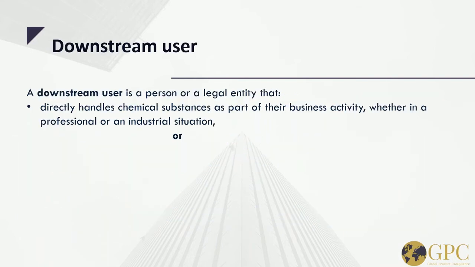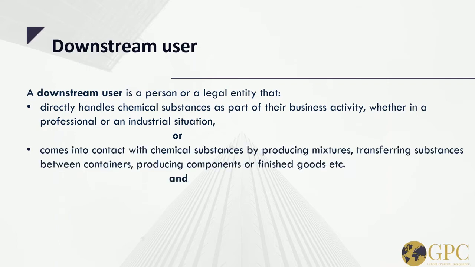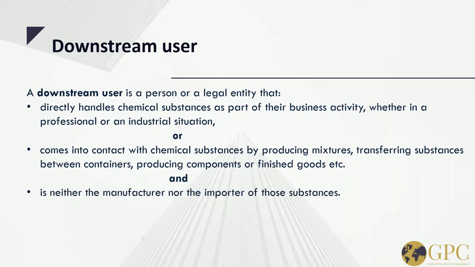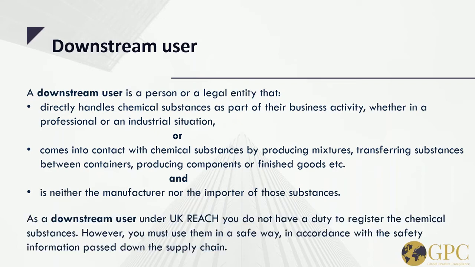Downstream users. A downstream user is a person or a legal entity that directly handles chemical substances as part of their business activity in a professional or industrial situation, or comes into contact with chemical substances by producing mixtures, transferring substances between containers, producing components or finished goods, and is neither a manufacturer nor the importer of the substances. Therefore, a downstream user under UK REACH doesn't have a duty to register the chemical substances. However, as a downstream user, you must handle them in a safe way in accordance with the safety information passed down the supply chain.